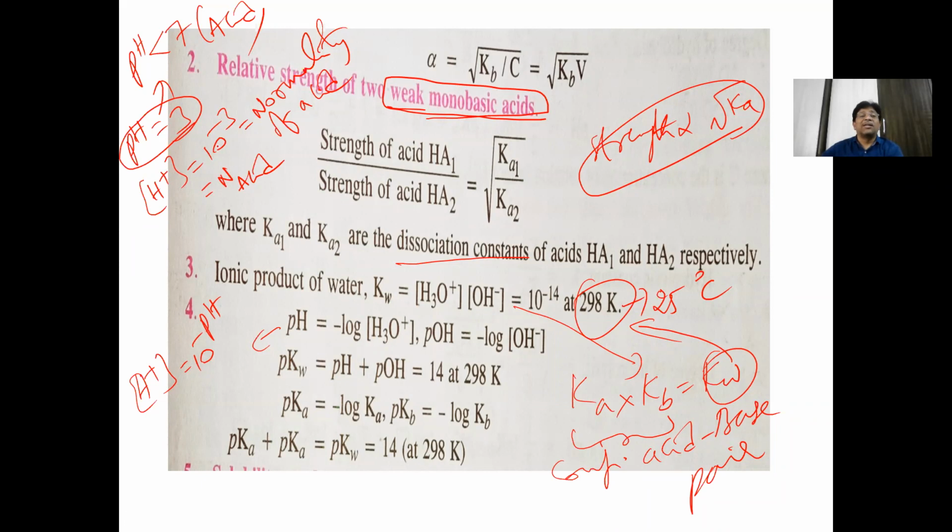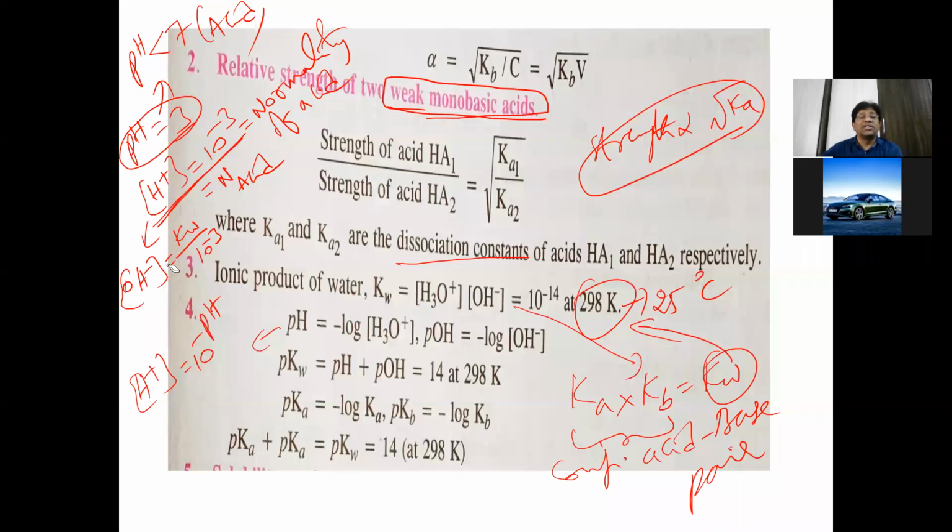So whenever H plus ion concentration is 10 power minus 3, what will be the OH minus ion concentration? OH minus ion concentration is equal to Kw divided by H plus concentration, which is 10 power minus 14 by 10 power minus 3. That is 10 power minus 11. So like that we get the OH minus ion concentration. Is the concept clear now?